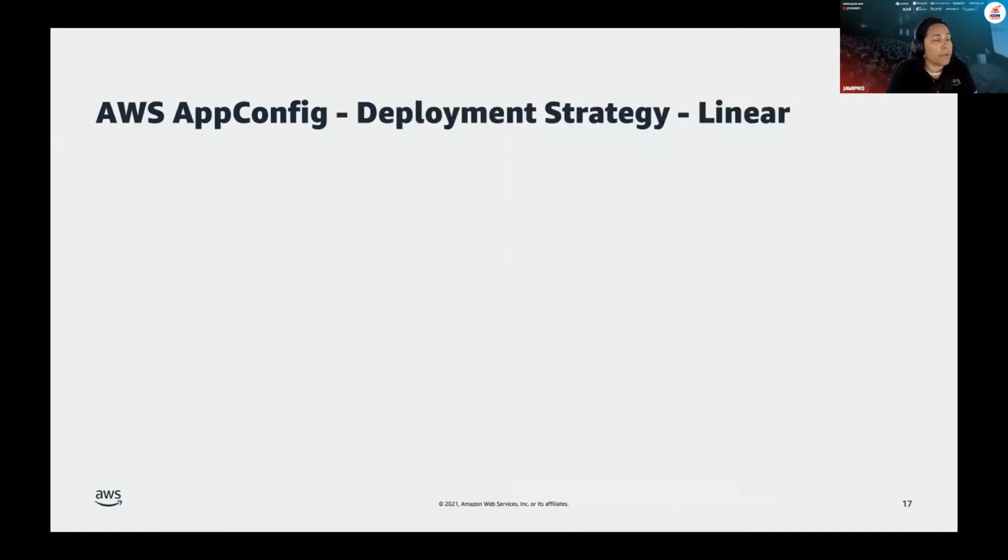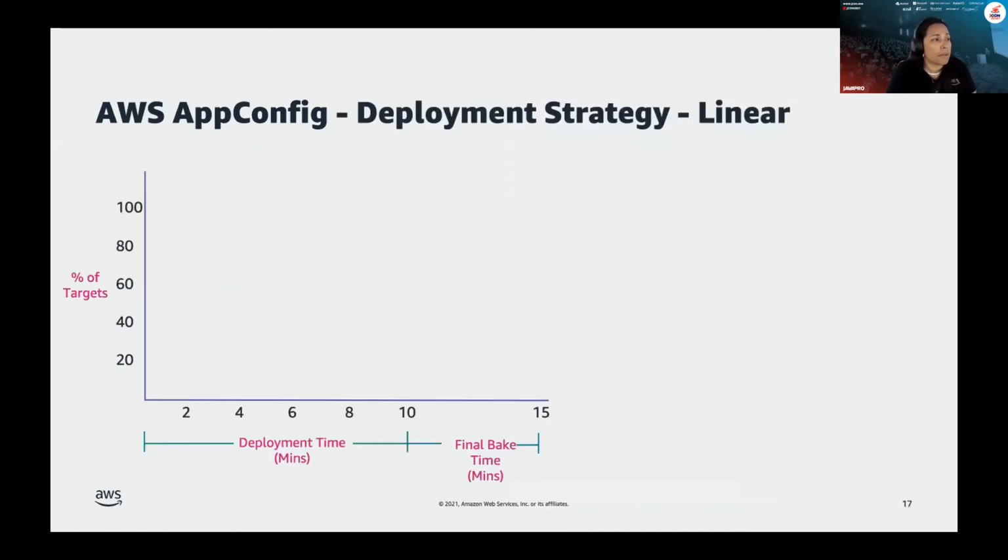To look at it in a more graphic fashion, we can define, as I mentioned, our deployment time. That could be 10 minutes. We have a final bake time, perhaps of 5 minutes. And if we set a step of 20%, then we have 5 steps. During the first 2 minutes, we will make that configuration available to 20%. On minute 6, that will be 60%. And then at 10 minutes, all of our targets can have that configuration made available.